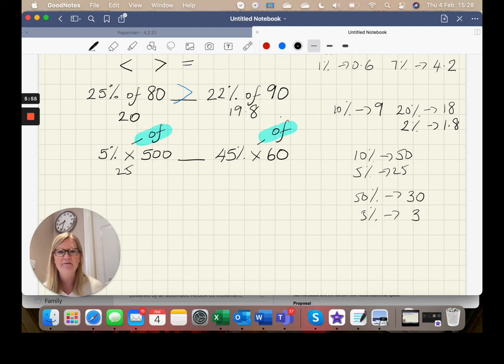Now I'm looking for 45, remember? So I need to subtract the 5 from the 50. I can see 45% of 60 is 27. 27 is greater than 25. Let's put my inequality symbol in, making sure the bigger end points to the bigger number.